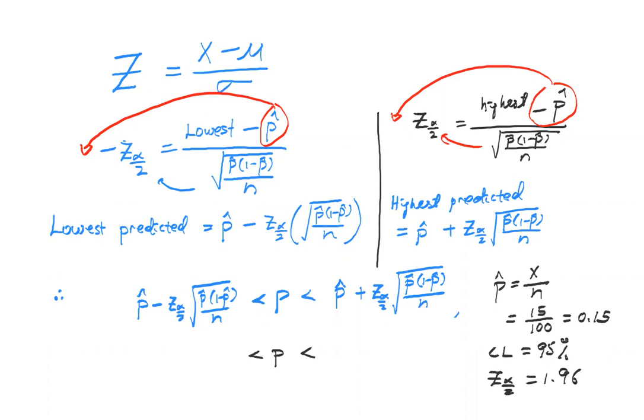What do you get? What do you get? 0.0800. This one? Highest? 0.2199. So 2199. Okay, so look, be very careful when you write.